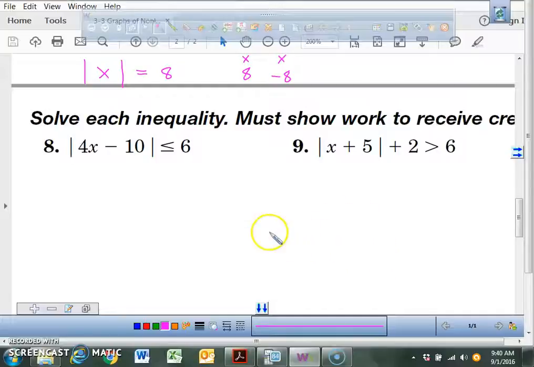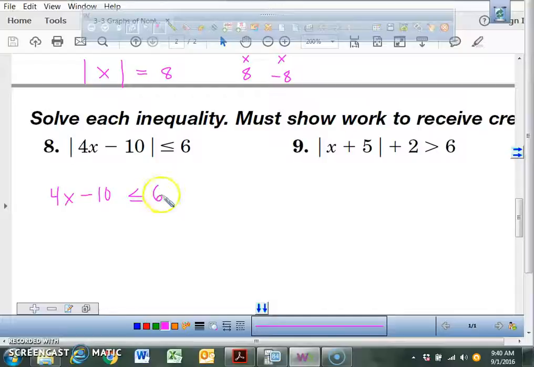All right. Now this right here is an absolute value inequality, saying the absolute value of 4x minus 10 is less than or equal to 6. Now remember, how many answers are we going to come up with? Not 3, 2. Now, what we're going to do is I want you to understand that 4x minus 10 technically could be less than or equal to 6.